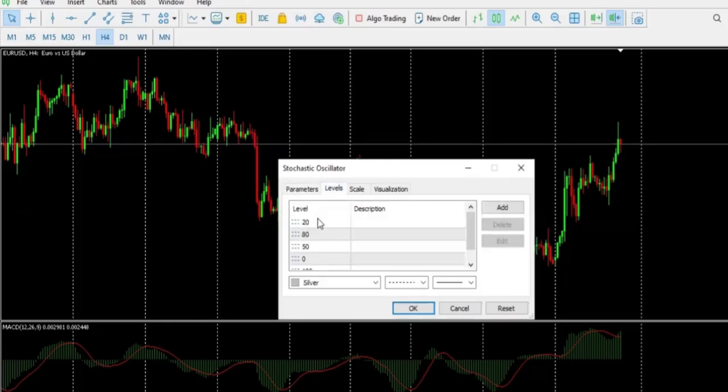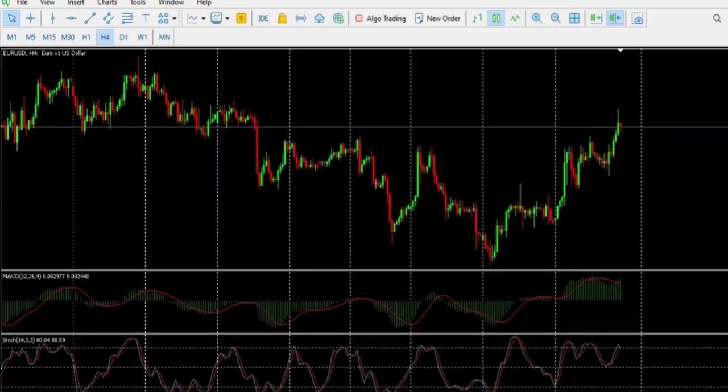Now we have levels of 20, 80, 50. We're going to be adding level 0 and also level 100. Then we click on OK. So this is my stochastic oscillator and this is my MACD.